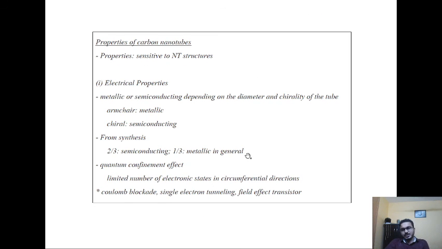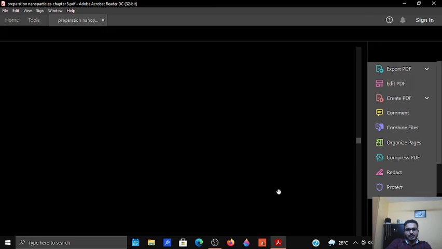There are a few properties of carbon nanotubes. These are sensitive to nanotube structure. The electrical properties are metallic or semiconducting depending on the diameter and chirality of the tube. Armchair is metallic while chiral is semiconducting. From synthesis it is generally 2/3 semiconducting and 1/3 metallic. Then the quantum confinement effect: there is a limited number of electronic states in the circumferential direction.